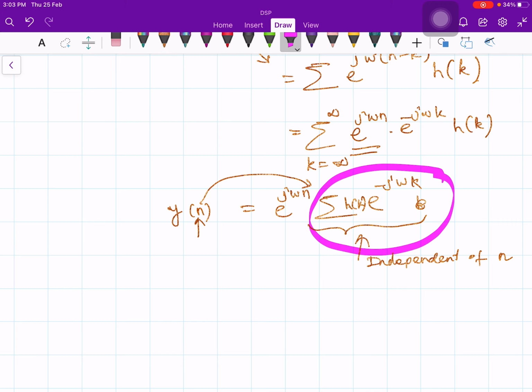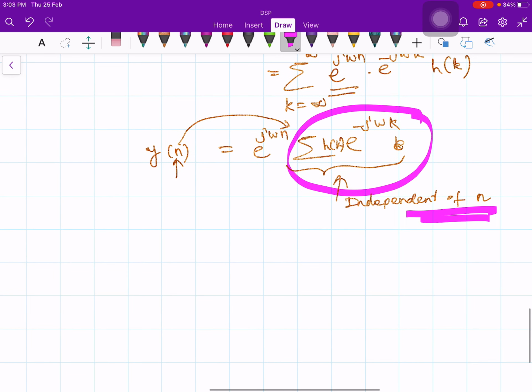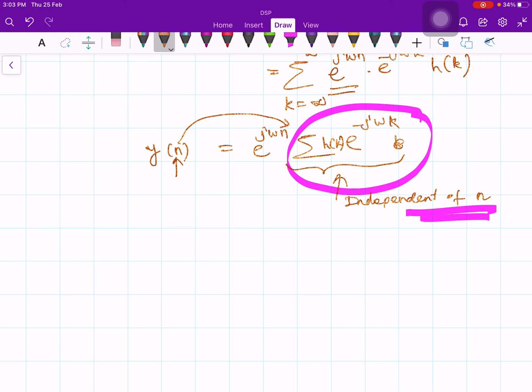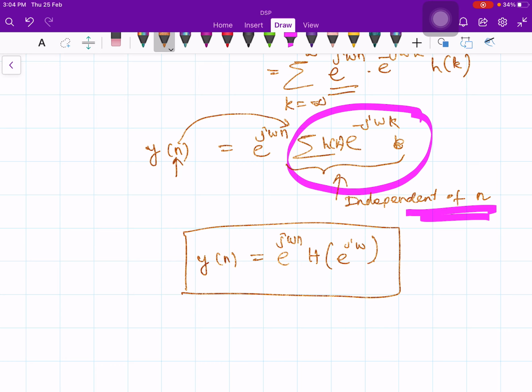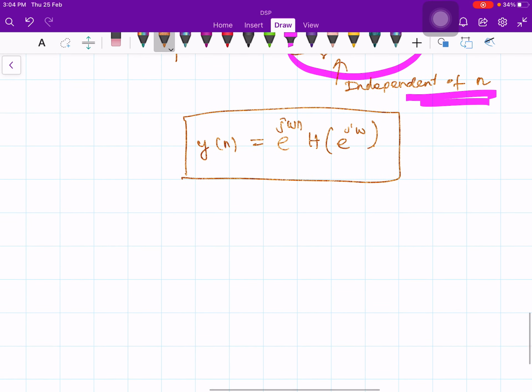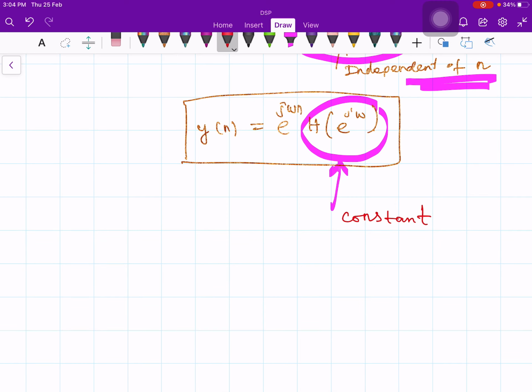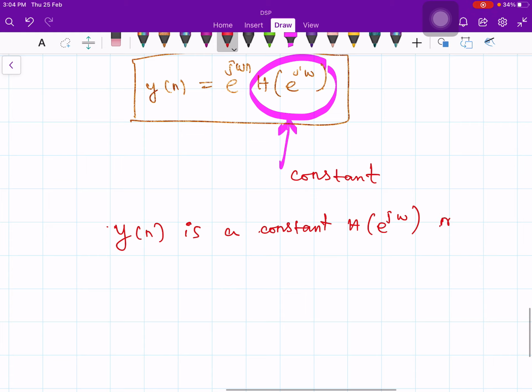But if you look at this summation, it is independent of n, so it can simply be replaced by a constant. Let me call that constant capital H of e to the power j omega, and this one is e to the j omega n. So my y of n is e to the j omega n multiplied by capital H of e to the j omega. This one is a constant, which means it is independent of n. Therefore, y of n is capital H of e to the power j omega multiplied by e to the j omega n.